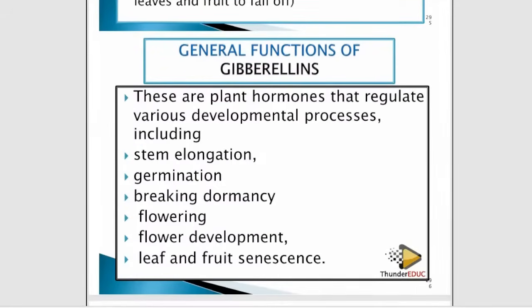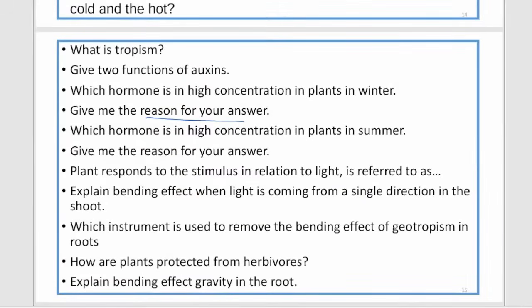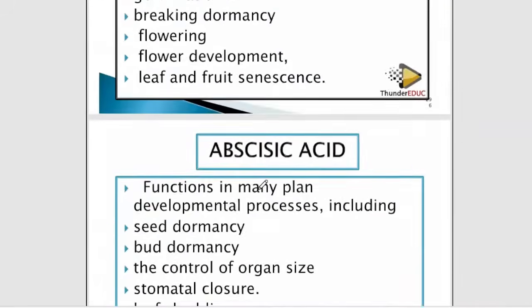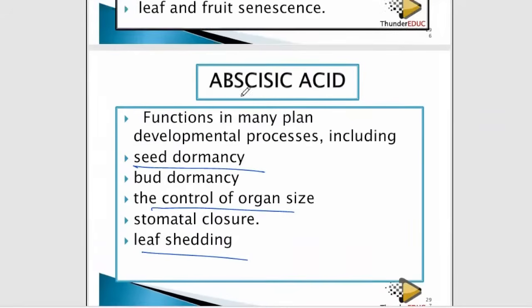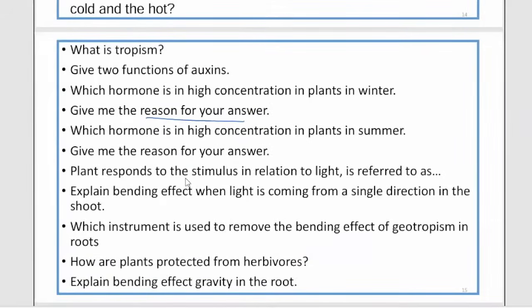Did they say winter? Did they say which one is in winter? Sorry guys, it's not gibberellin, it's abscisic acid. What I've said is the function of abscisic acid. So yes, it brings about shedding of the leaves. It brings about dormancy, because you don't see plants growing during winter. It controls the size of the organ, so there is no food being stored by then, and it controls stomatal closure in the winter because we minimize water loss. So all this is as a result of which hormone is in high concentration in winter. Give me the reason for the answer. So I've talked about them.